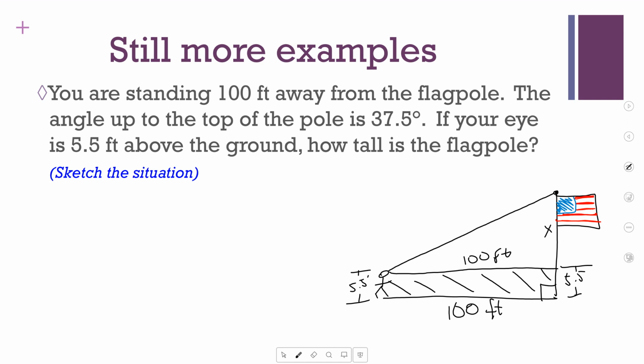So I'm not actually solving for the entire height of the flagpole. I'm solving for part of the flagpole, which is from my eye level up. And then I'm going to add 5.5 to my final answer. So go ahead and solve for x and tell me the final height of the flagpole. Question?